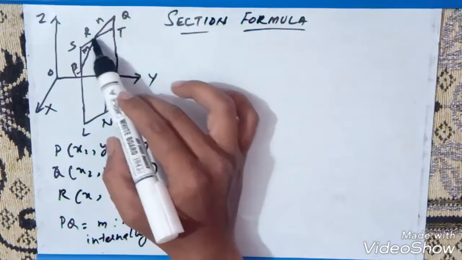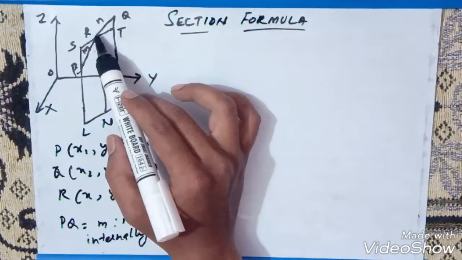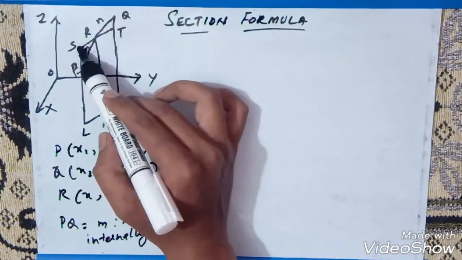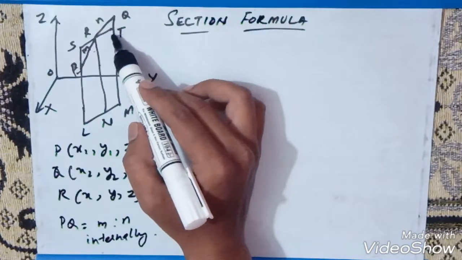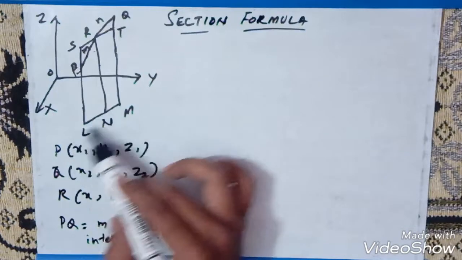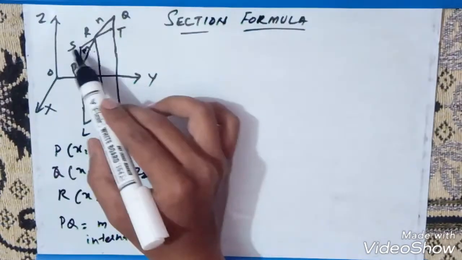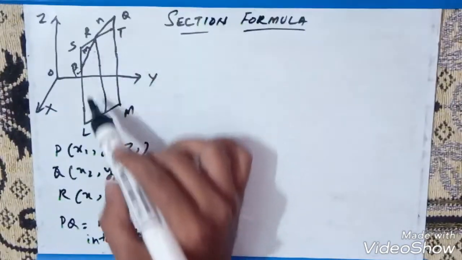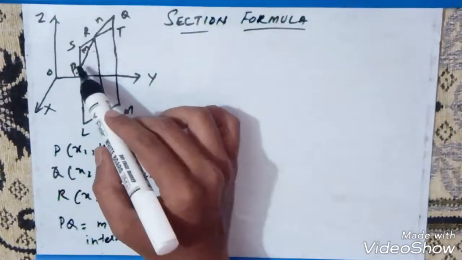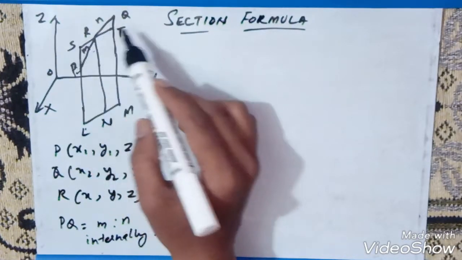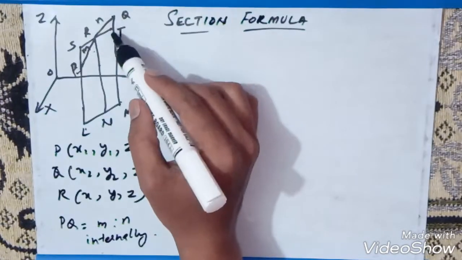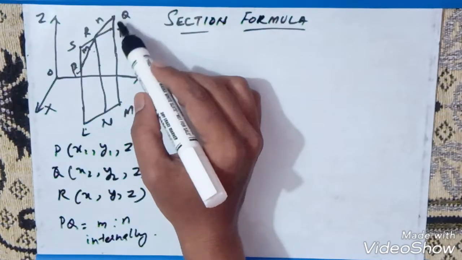Through the point R here, draw a line ST. This line is drawn parallel to the line LM. Line ST will intersect the line LP. You can see this is the line LP. It is going to intersect it externally at the point S, and the line MQ at T.